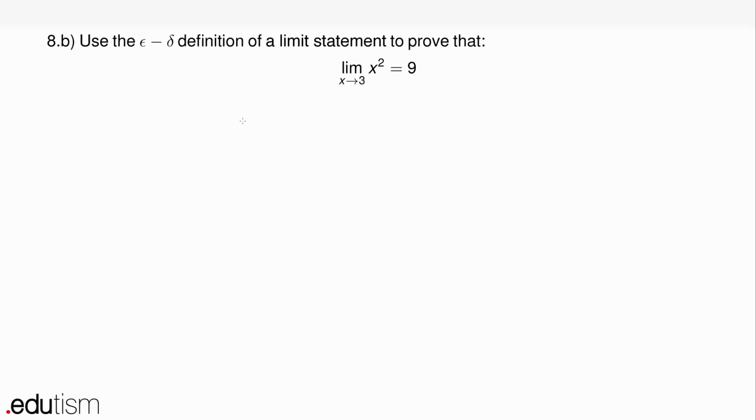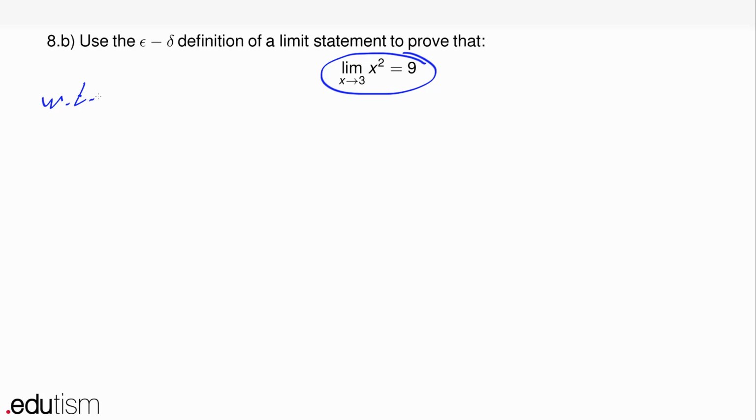In question 8b here, we're actually going to construct an epsilon delta proof. We're going to use the epsilon definition of a limit statement to prove this limit here, the fact that the limit as x goes to 3 of x squared does in fact equal 9. So the first thing I want to mention is, what is the statement we're actually trying to prove?